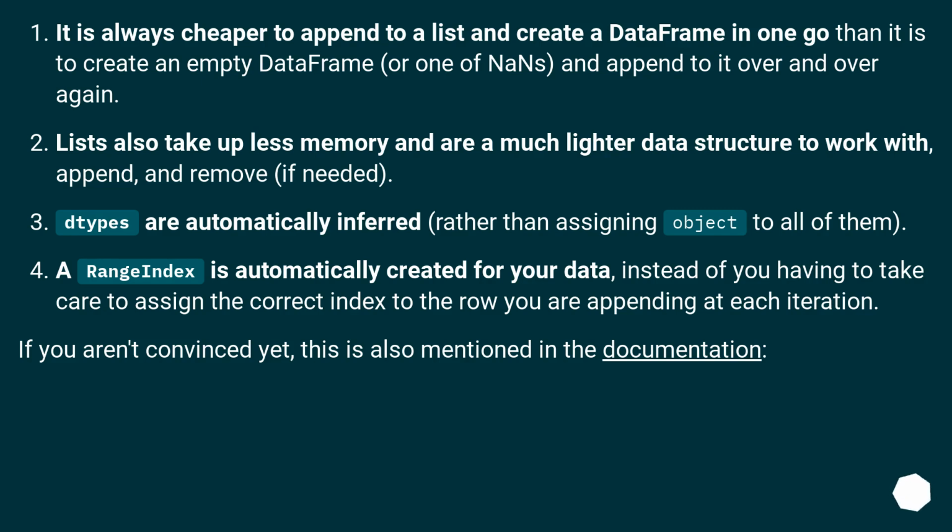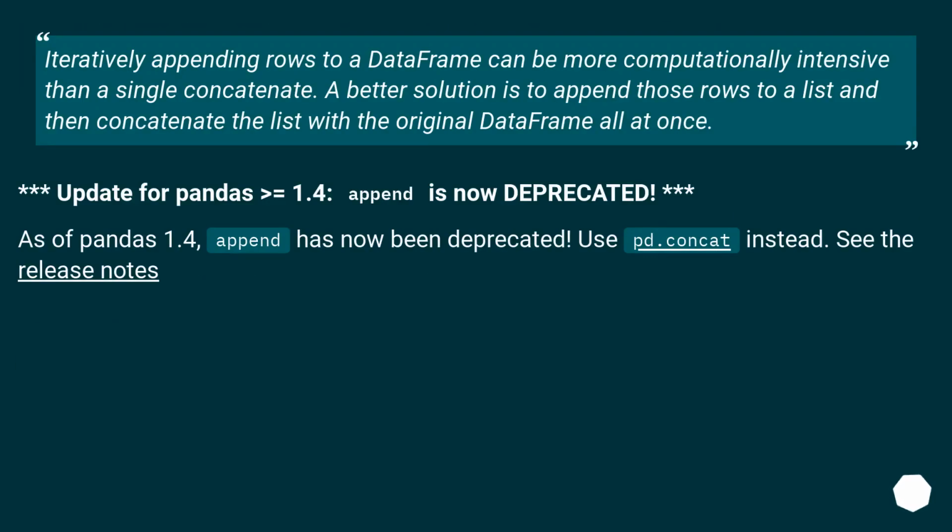If you aren't convinced yet, this is also mentioned in the documentation. Iteratively appending rows to a data frame can be more computationally intensive than a single concatenate. A better solution is to append those rows to a list and then concatenate the list with the original data frame all at once. Update for pandas greater than or equal to 1.4: append is now deprecated. As of pandas 1.4, append has been deprecated. Use pd.concat instead. See the release notes.